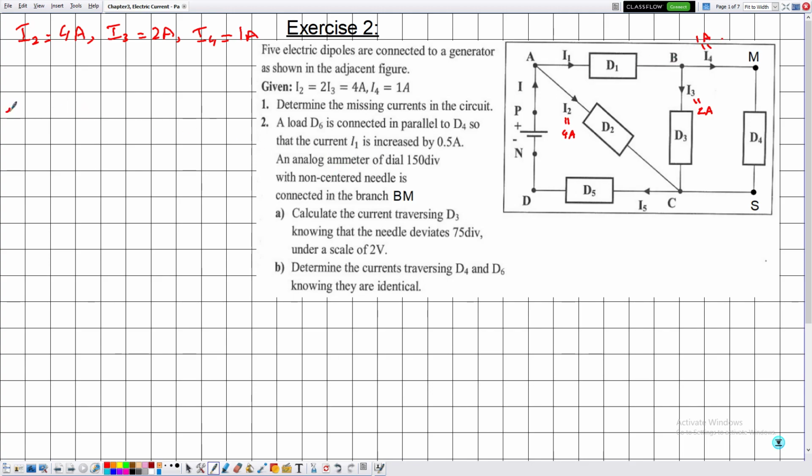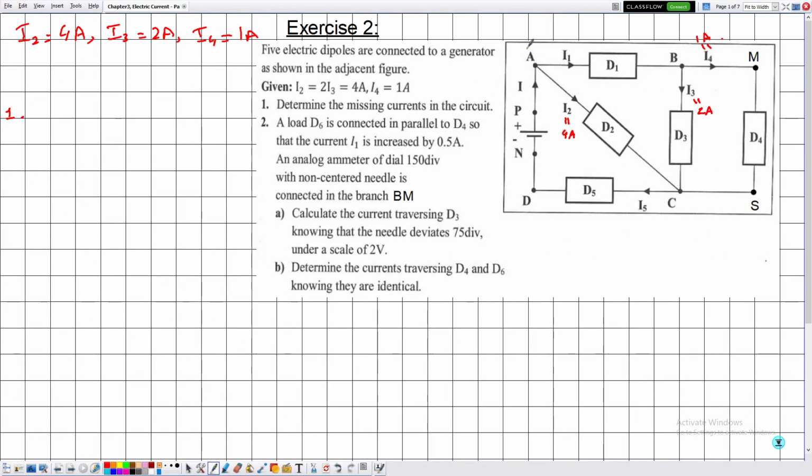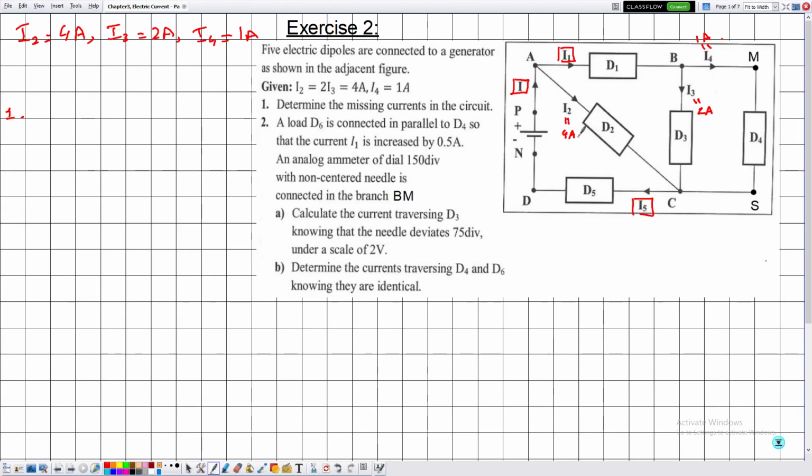Now number 1, they are telling me to determine the missing currents in the circuit. So first we need to specify the missing currents. So the missing currents are given by I1, by I, and by I5. So notice that we have three unknowns. In order to determine these three unknowns, we need to apply the law of addition of currents 3 times, because each law of addition of currents will lead to a linear equation.